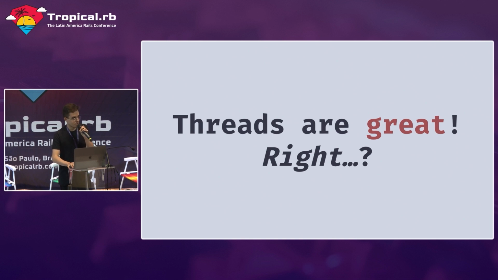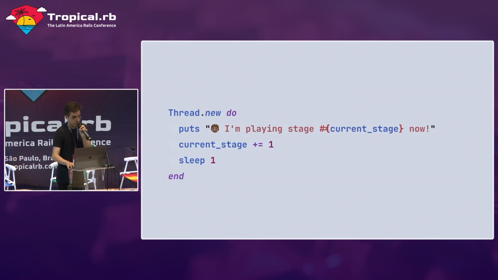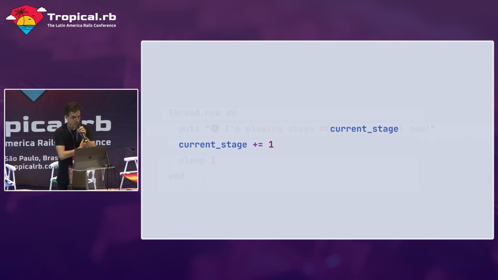Well, if you ask anyone that worked with threads before, they will tell you no. If you look at the output of that code, it's kind of weird. The kids are always playing the same stage, and the stages move in odd numbers for some reason. And the reason is because this code has a race condition. It comes from this part of the code. We are reading and writing to the current state variable in 2 steps. We call this a non-atomic operation. So the CRuby VM might change threads after you read the variable, but before you increment it. So you get the threads running in weird orders.